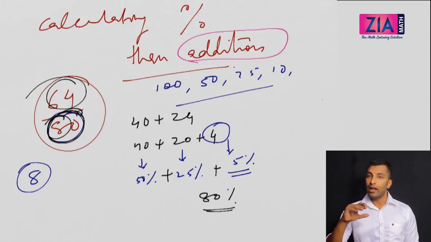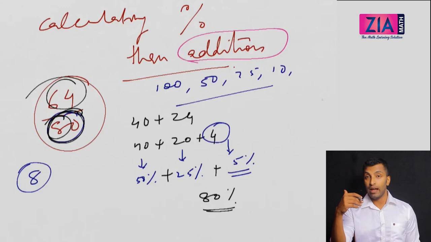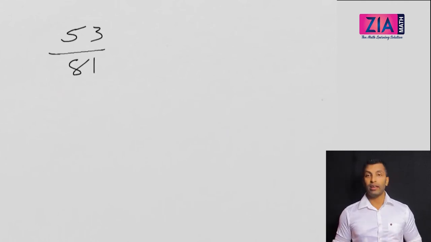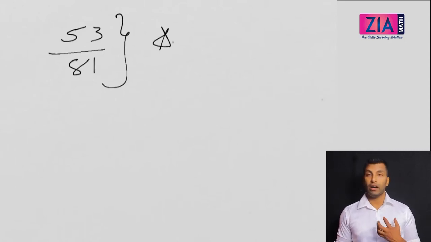the concept. Now let me take some bigger number or a number with decimals, or a number which may take some time otherwise, and I will tell you what process you're supposed to follow in your actual exam. Let's take a fraction, 53 by 81. So I want to see what percentage of 81 is 53.